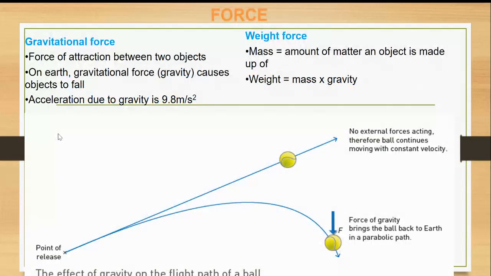Okay, but here we have two diagrams. The one down the bottom here of the ball falling to the ground shows what happens here on Earth. Okay, the point of release, the angle, the speed of release, everything is exactly the same. But this bottom one had gravity affecting the ball. So gravity eventually brought that ball back down to the surface in what we call a parabolic path. Okay, so that curved motion that all projectiles go in, we call that a parabolic path.